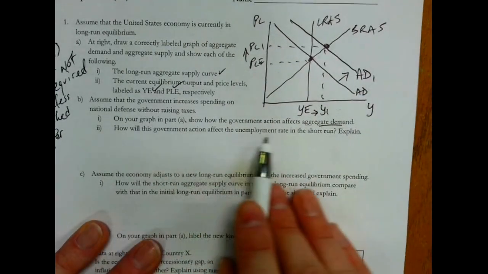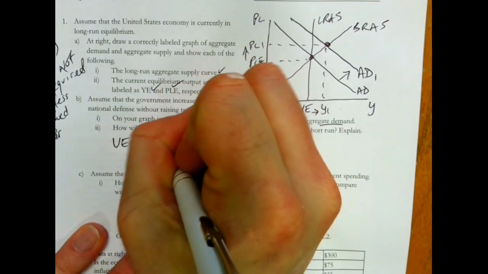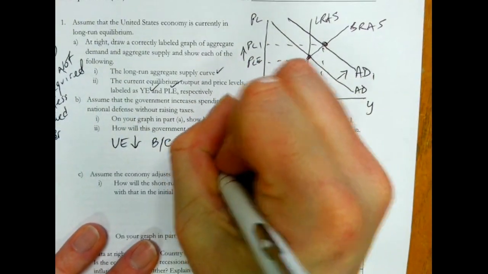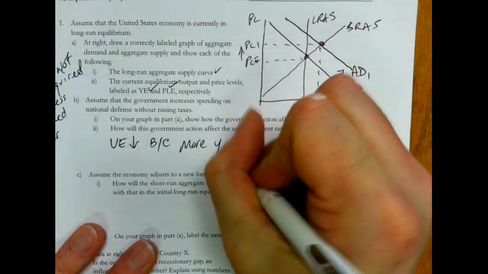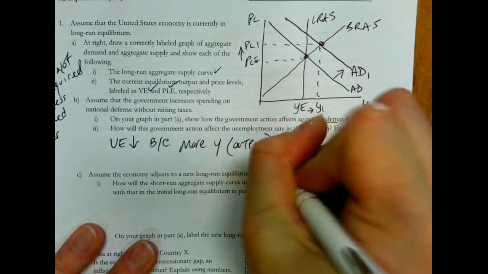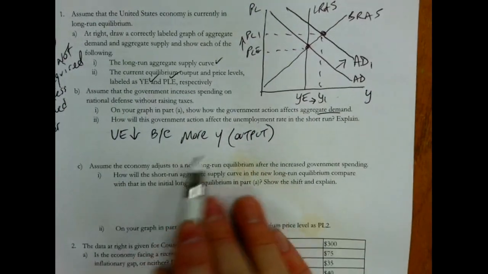How will this affect the unemployment rate in the short run? Explain. UE will decrease because more Y output. And that's actually just enough to say that. In an economy, when you have more output, there's going to be less unemployment of resources.